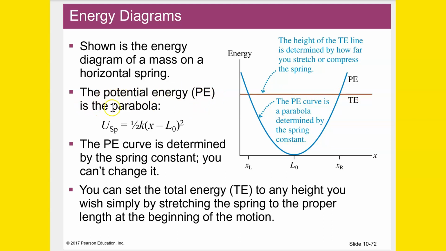Potential energy is a parabola because of this equation, with x minus L naught. L naught is the equilibrium length of the spring, what it is when you're not stretching or compressing it, and x is the distance away from L naught that it is. So that's that delta s term that is squared. The potential energy curve is determined by the spring constant. You can't change it, unless you change the spring.